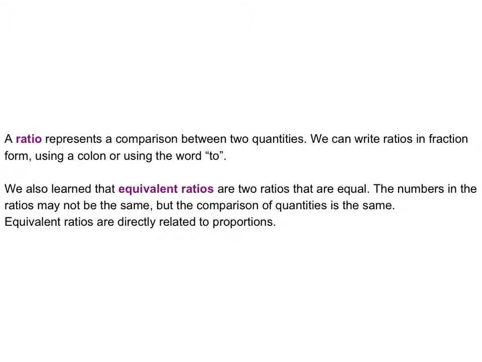So a ratio represents a comparison between two quantities. We can write ratios in fraction form, using a colon, or using the word "to." We've covered that before. We've also learned that equivalent ratios are two ratios that are equal. The numbers in the ratios may not be the same, but the comparison of the quantities is the same. Equivalent ratios are directly related to proportions.